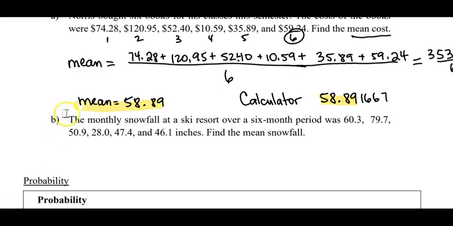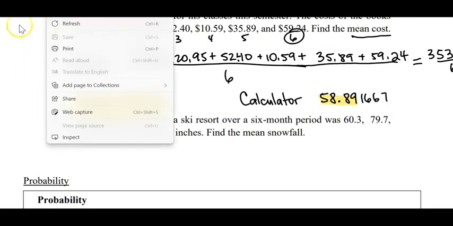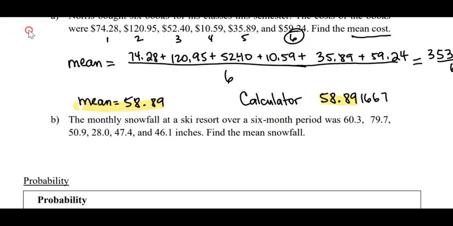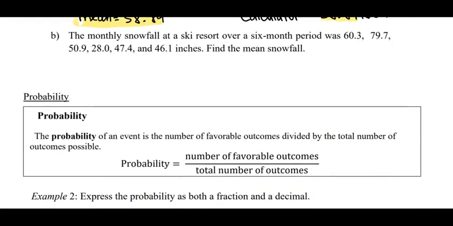So let's look at the next problem. Here we have part B. The monthly snowfall at a ski resort over a 6-month period was 60.3, 79.7, 50.9, 28, 47.4, and 46.1 inches. Find the mean snowfall. All right, so let's go ahead and find that mean.